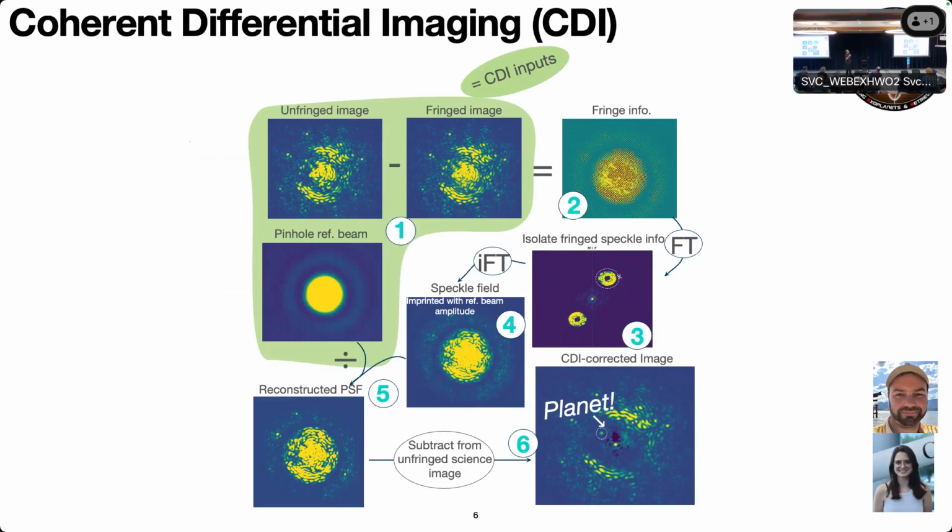So CDI, the coherent differential imaging, how it works. We have images that have fringes and images that don't. We have a chopper to turn these on and off. We extract the fringe information: you Fourier transform, you get two side lobes. These are kind of little pupils of your images that you extract. You Fourier transform these again, normalize the flux, and you reconstruct your image. Seems simple. This is basically CDI 101. You subtract and you find your planet at the bottom right. And that's basically how it works.